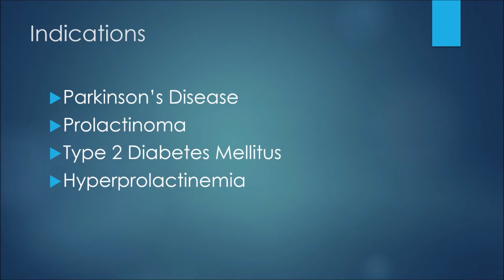In terms of indications or reasons to prescribe this medication to a patient, well, we may see bromocriptine prescribed in the treatment of Parkinson's disease or a prolactinoma, as well as type 2 diabetes mellitus or hyperprolactinemia.